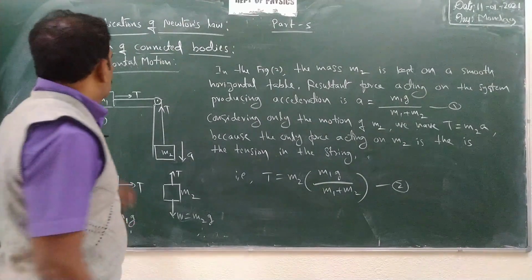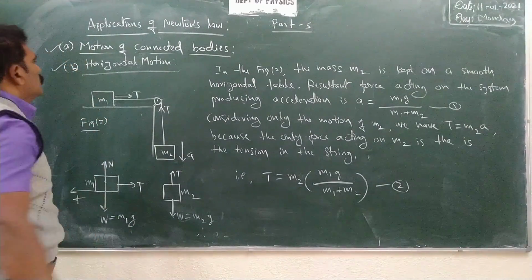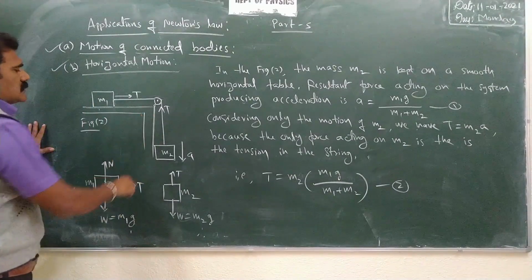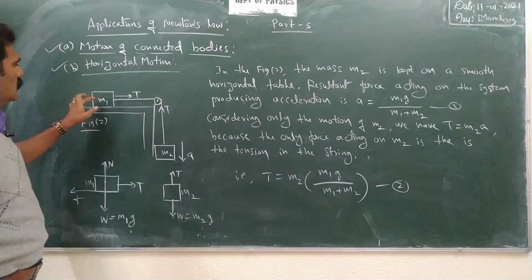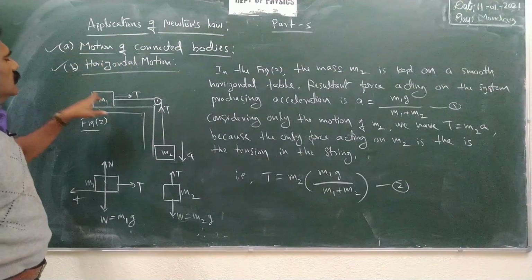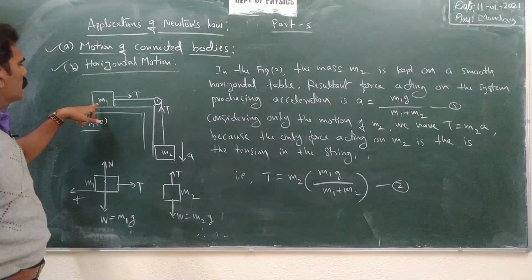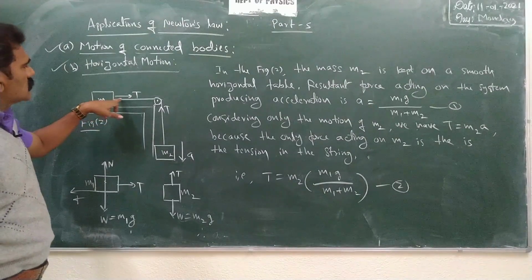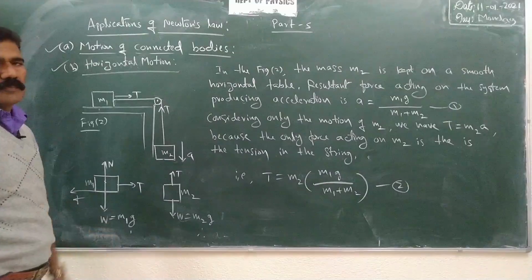Look at the second case, that is horizontal motion. It is very simple. You look at the diagram, where we have two masses again, kept on a table. We can see that m1 and m2 are again connected by a string. We are considering the system where the two masses are connected by a string. One of the masses is kept on the table, let us say m1, and the string is passing over the frictionless pulley, with the other end consisting of mass m2.